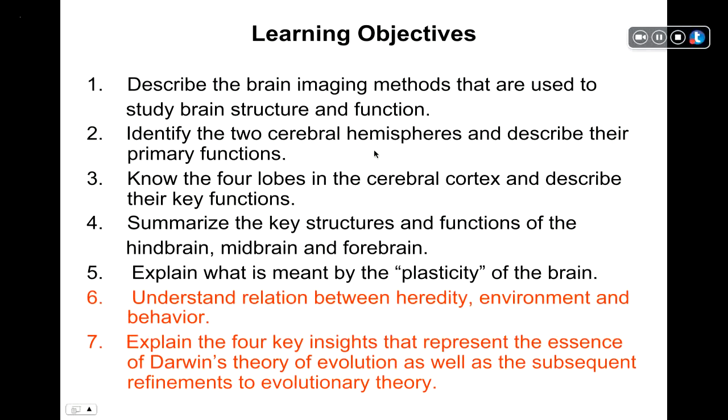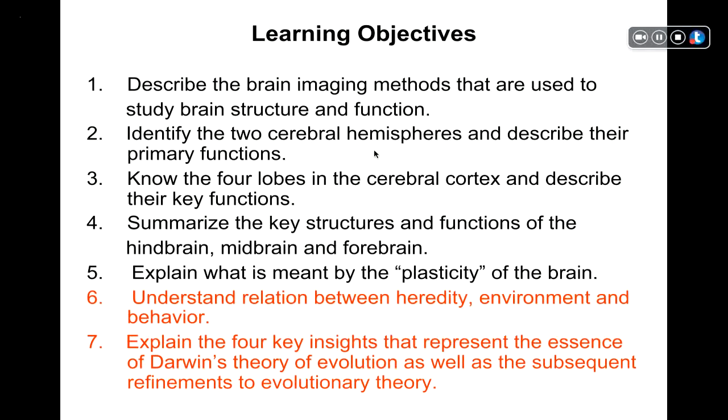So what we looked at today: describe the brain imaging methods that are used to study brain structure and function. Identify the two cerebral hemispheres and describe their primary functions. Know the 4 lobes in the cerebral cortex and describe their key functions. Summarize the key structures and functions of the hindbrain, midbrain, and forebrain. Explain what is meant by the plasticity of the brain.